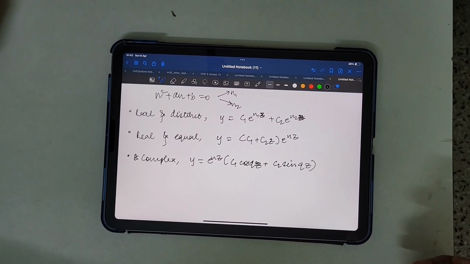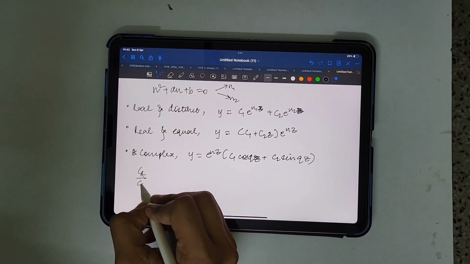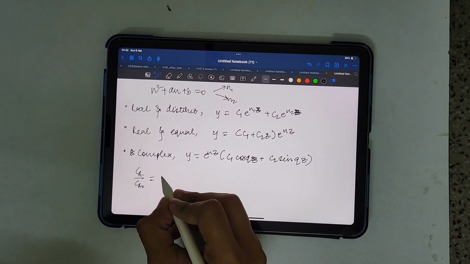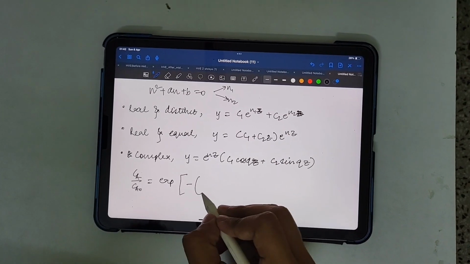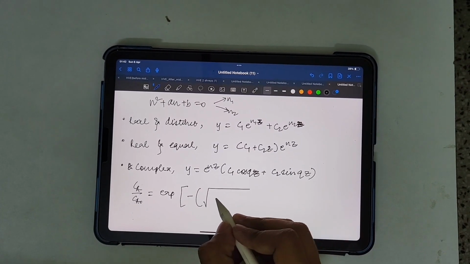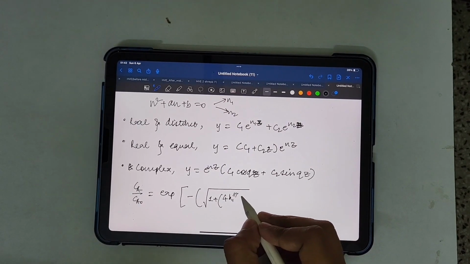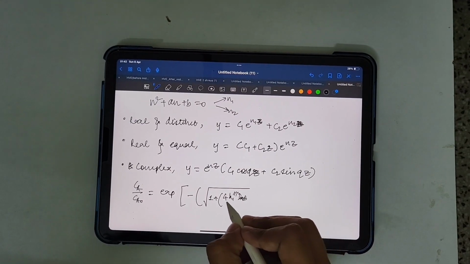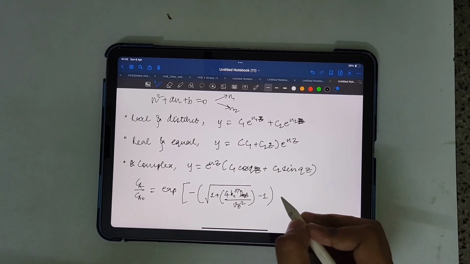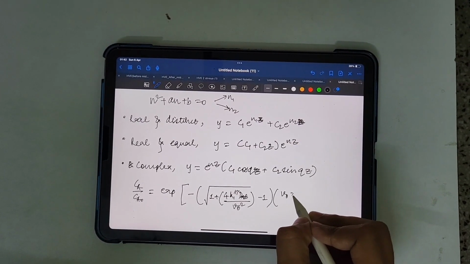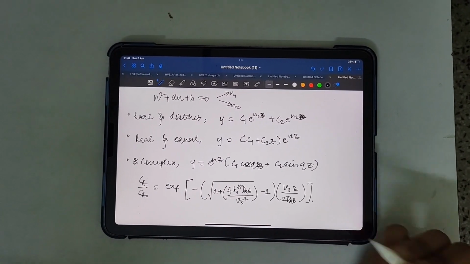We apply boundary conditions to get the values of the constants. So we get the final equation as CA by CA naught is equal to exponential of minus under root 1 plus 4 K1 triple prime DAB by V naught square minus 1 into V naught Z by 2 DAB. So this is the solution for our equation.